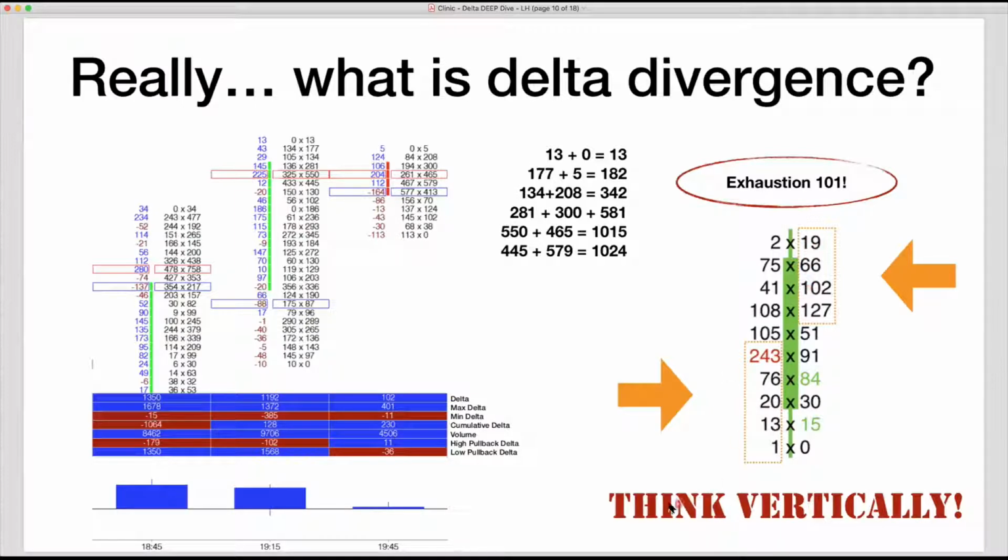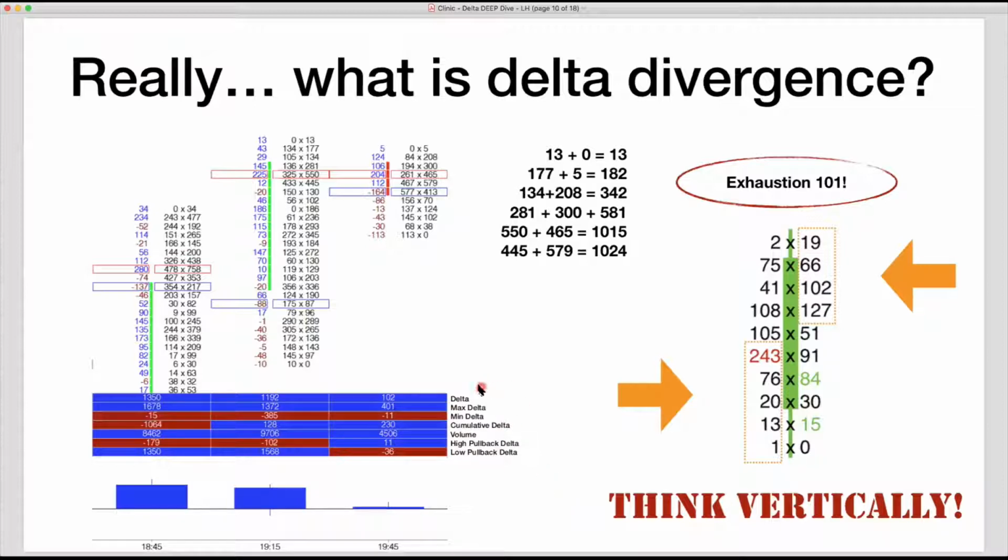So the key thing is think vertically. Peter Davis has said, price doesn't move horizontally. I can't do his accent. You get the idea. Anything horizontal is an optical illusion.